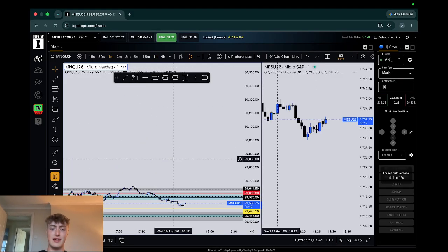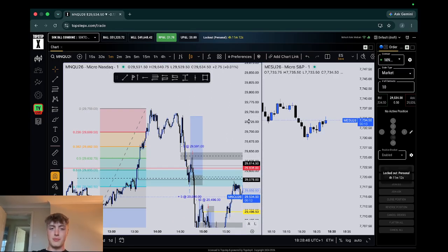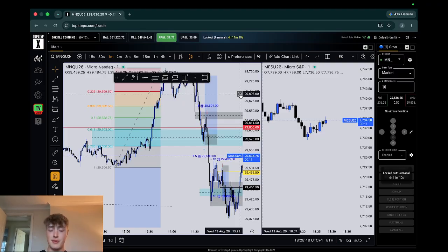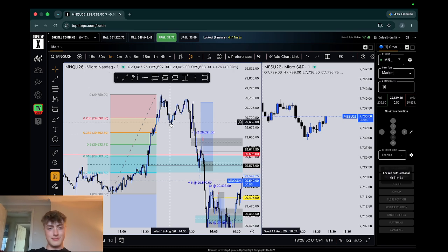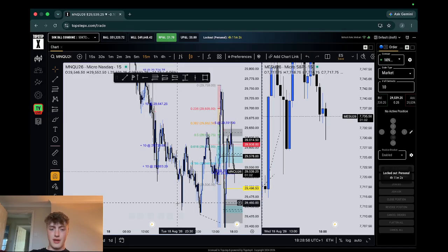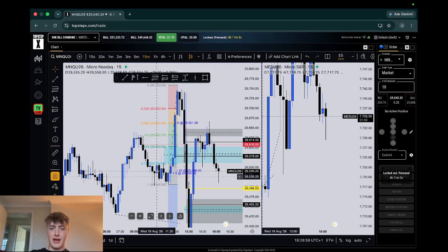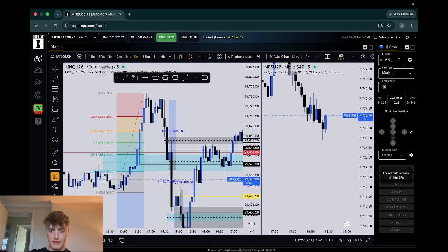So coming into the day, what did we have? Well, we had a pre-market manipulation leg up. So mark out from the low to the high, find OTE. What does OTE align with? We've got a 15-minute gap as well. So OTE aligns with near CE of the 15-minute gap. So that was a key area I personally was looking for.